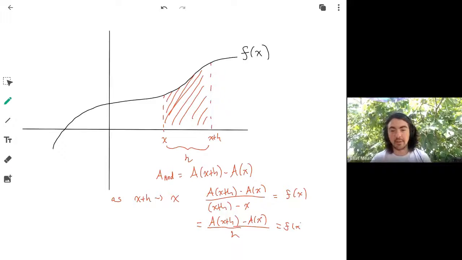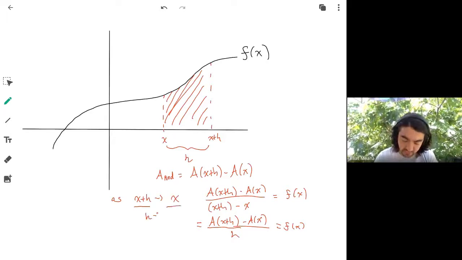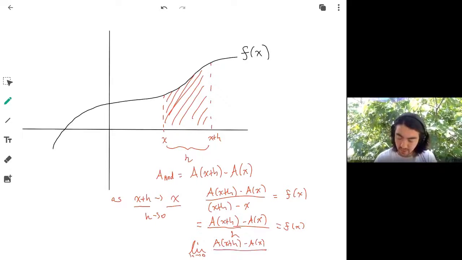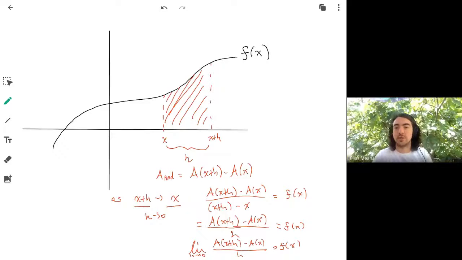And guess what? If we let h go to 0, which is the same thing as letting x plus h go to x, this just means h goes to 0. We have just written down the definition of a limit. This is the limit as h goes to 0 of A of x plus h minus A of x divided by h equals f of x. So what it's telling us is that this function that's giving us the area, the derivative of that function is the original function of the curve.